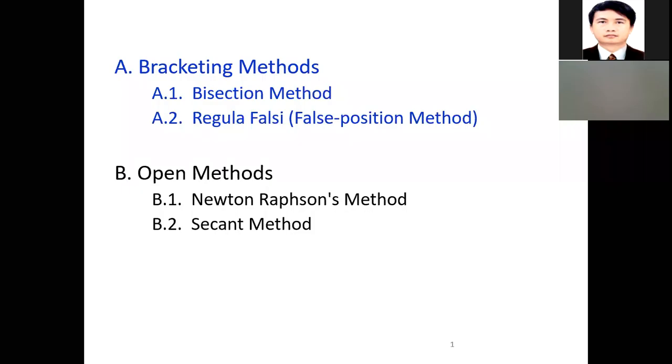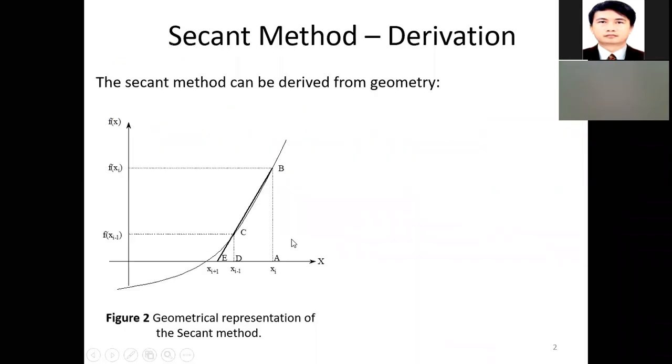Let's continue the discussion about numerical methods now. After the bracketing methods, bisection and regula falsi, the next method that we can use to solve for the roots of a given equation would be the open method. Under this, we can use either the secant or the Newton-Raphson. So let's first derive the formula for the secant method.